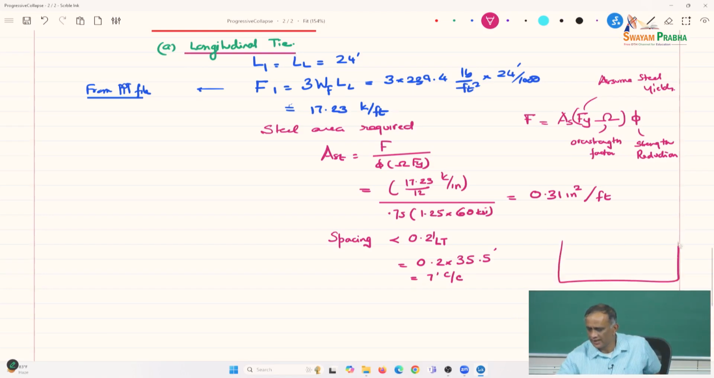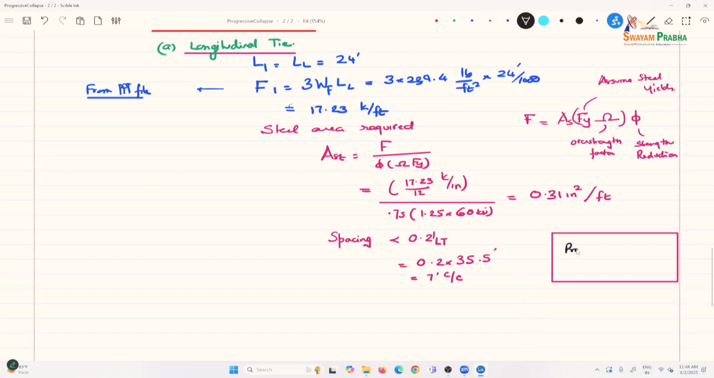So, what we have is, provide outside the beams 0.31 square inch per foot outside the beam width, or then the next one is an internal tie. These are in each slab.